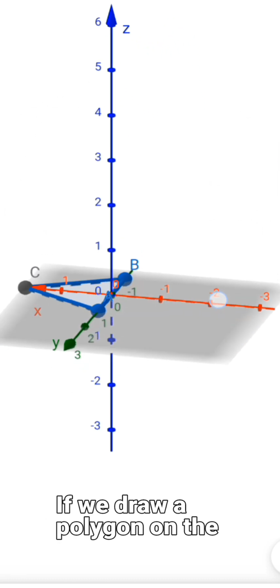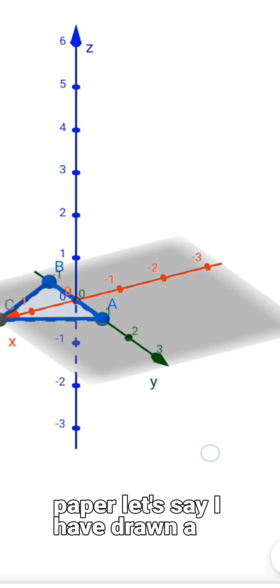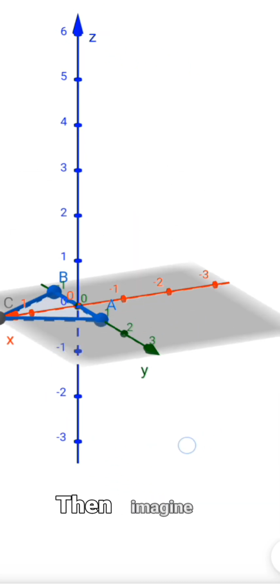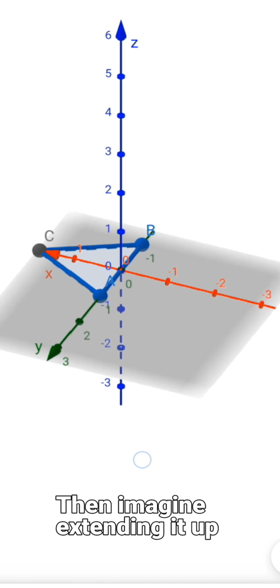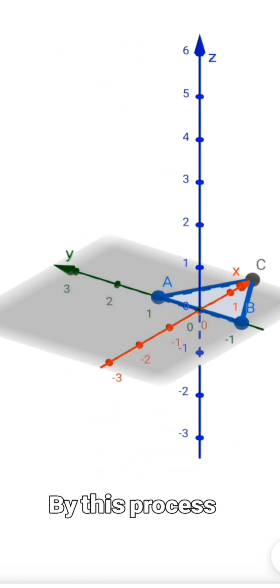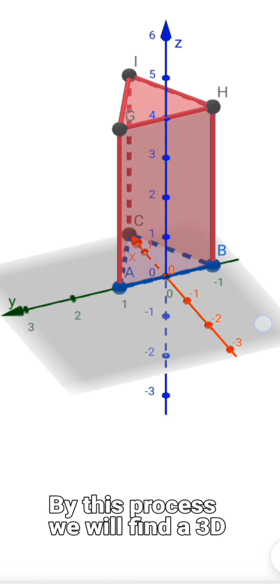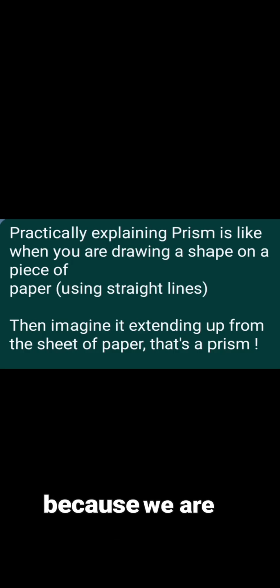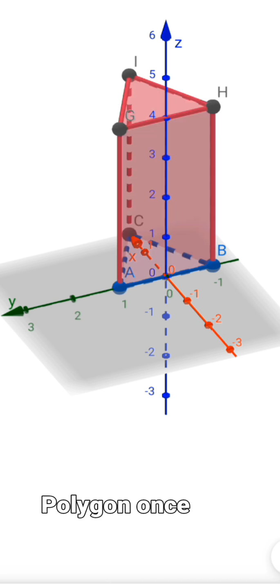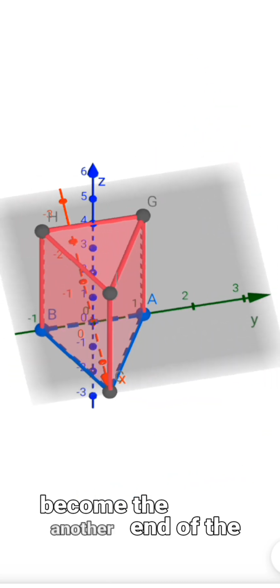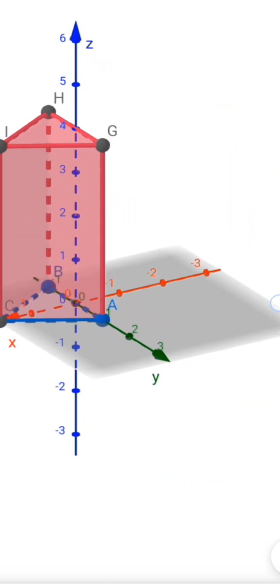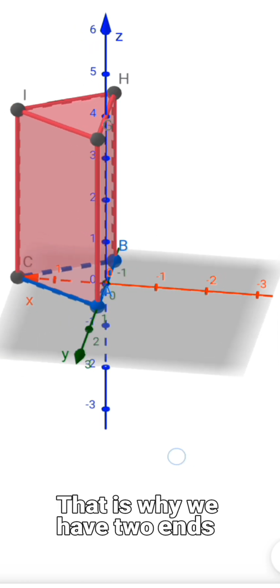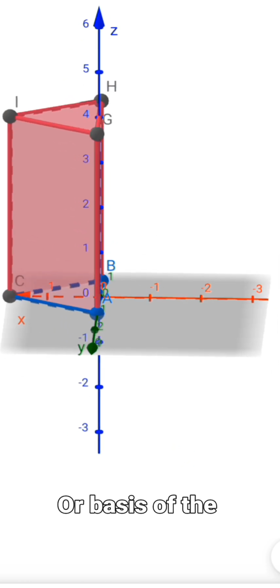If we draw a polygon on the paper, let's say I have drawn a triangle, then imagine extending it up from the paper. By this process, we will find a 3D figure which is called a prism. Because we are extending up the polygon we have drawn, that means we will find the polygon once again, and that will become the other end of the prism. That is why we have two ends or bases of the prism.